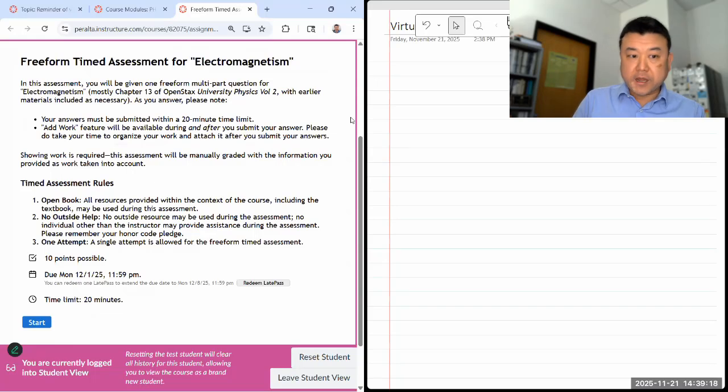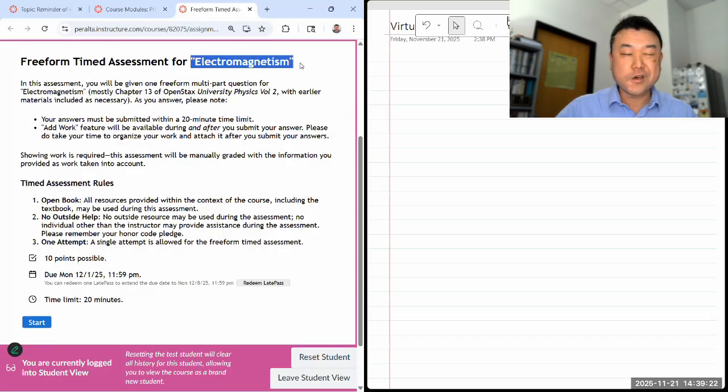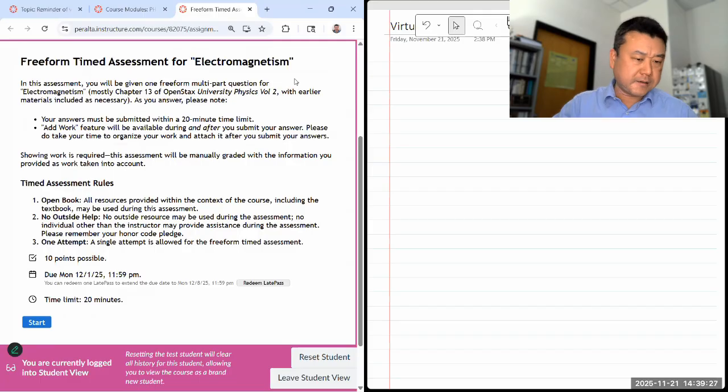Alright, so let me do a demo of this freeform timed assessment for electromagnetism. You have one demo of me doing it so far. I did take time to roll the dice, or preload the dice, to make sure the question that the student will get right now when I click start will definitely not be the question that I've already done. I kind of looked at it.